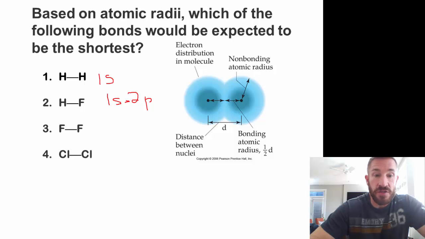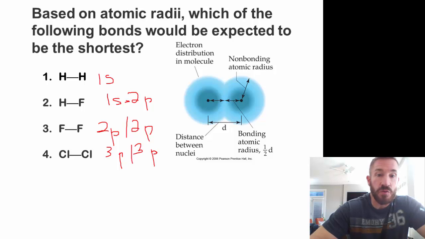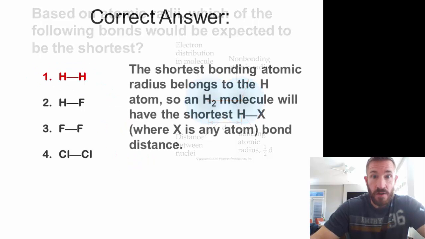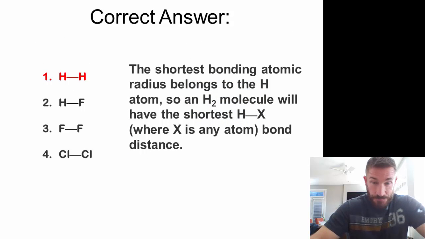Next, if you look at the fluorine-fluorine bond, that'd be basically a 2p overlapping with another 2p, so that would again be larger. And then the largest one would probably be the chlorine, because that's going to be a 3p overlapping with another 3p, where they're sharing those electrons. Definitely the smallest one of all these should be the overlap of the 1s orbitals. And so the correct answer would be the H2.